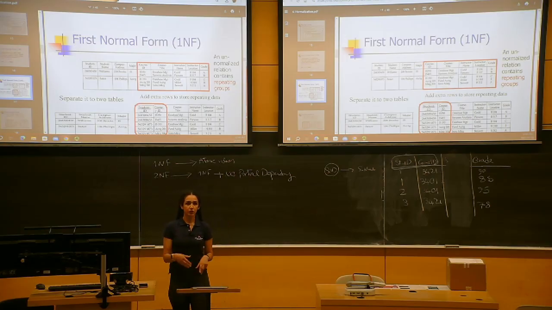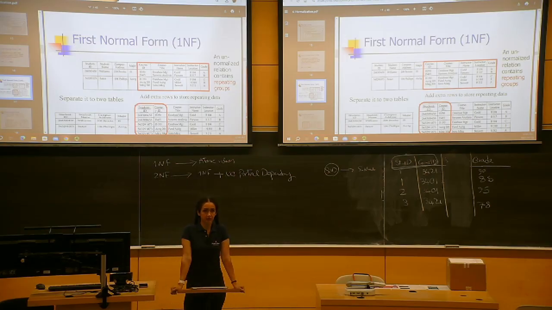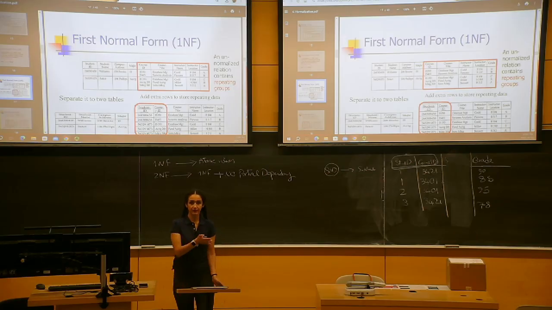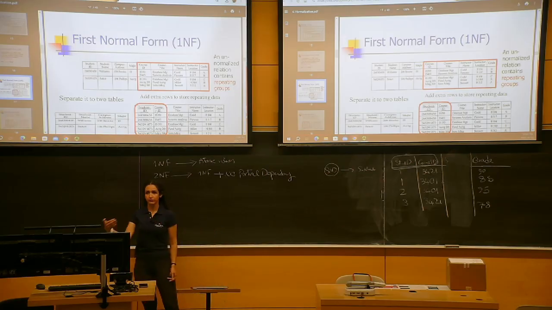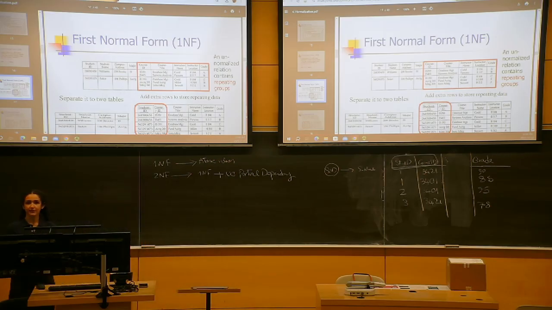But now let's say course ID and course title. If I tell you 3421, can you tell me what is the name of the course? Of course you can, right? Because course ID or course code is a unique identifier for the course name. It can uniquely identify a course name. So this table is not in 2NF.